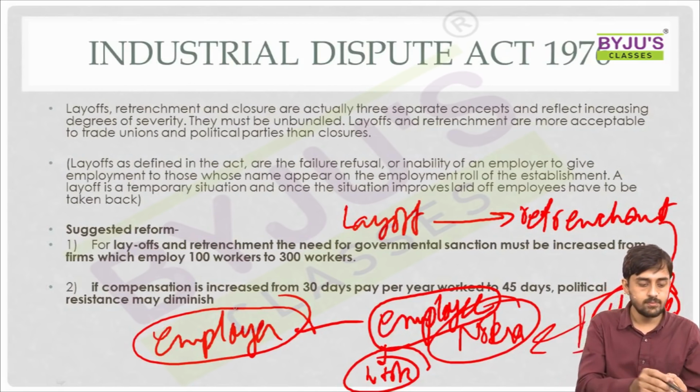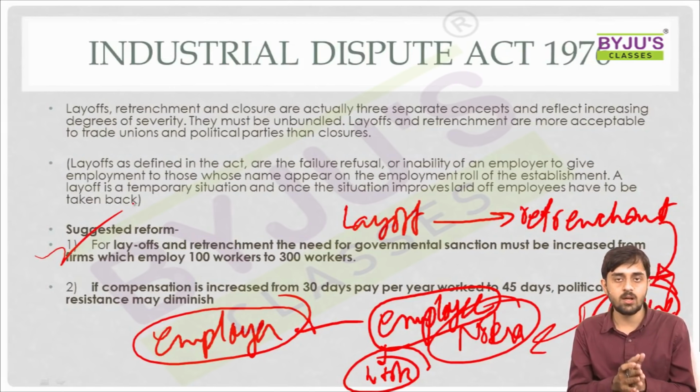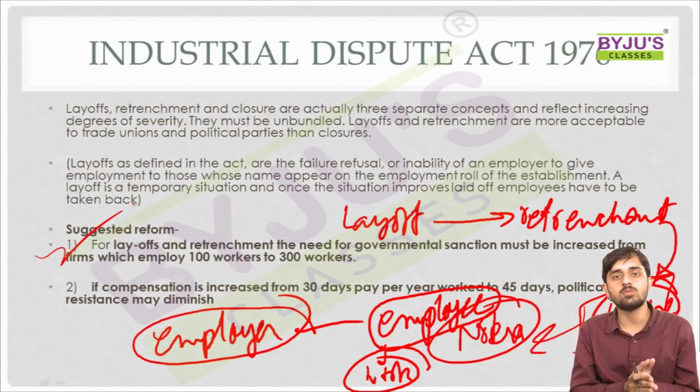So the suggested reform is that for layoffs and retrenchments, the threshold for governmental sanction should be increased from 100 workers to 300 workers. So any industrial unit which employs more than 300 workers should take permission from the labor commissioner if it has to fire workers, or lay off or retrench workers.